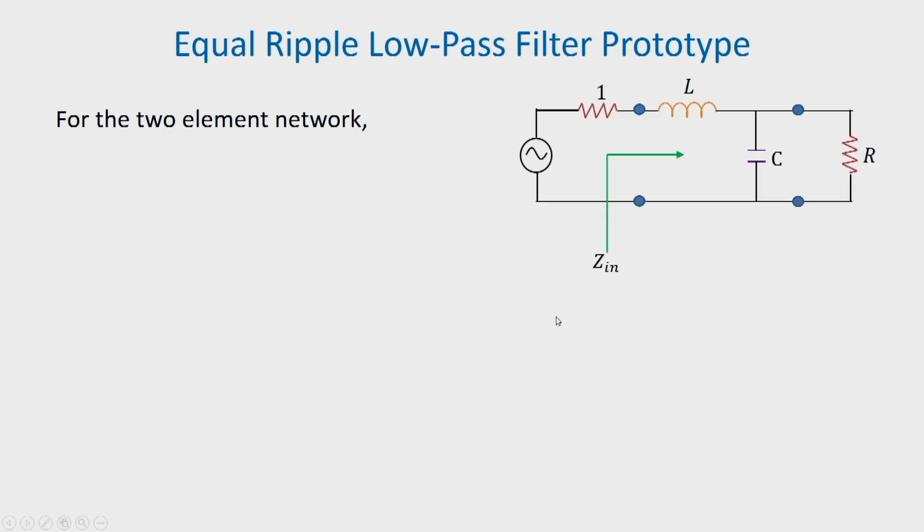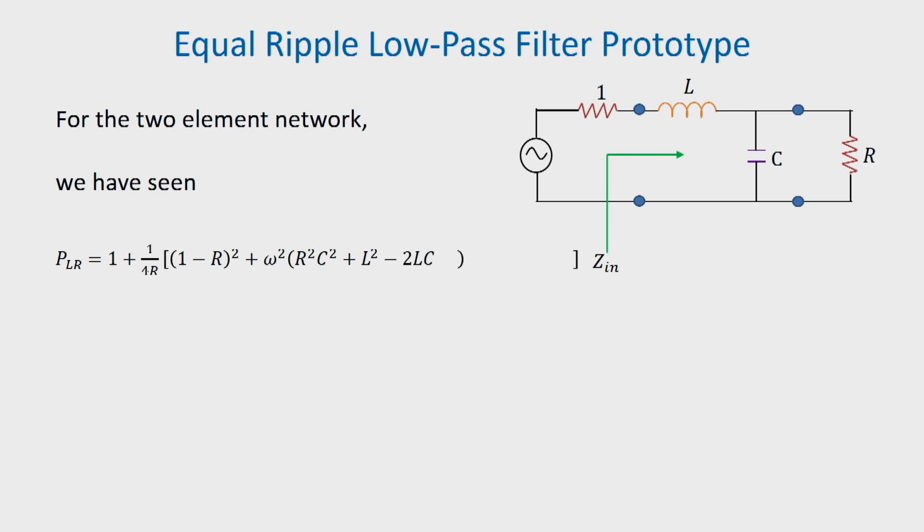Now, when we have a prototype network containing these two elements L and C, for this two element network, we have already seen that PLR expression can be written in this form, and from the Chebyshev polynomial the PLR expression is given by this.